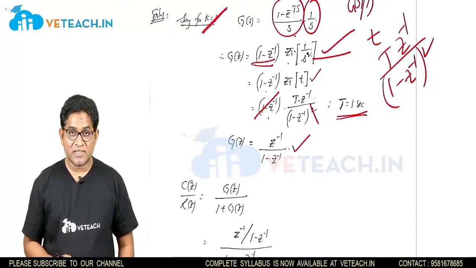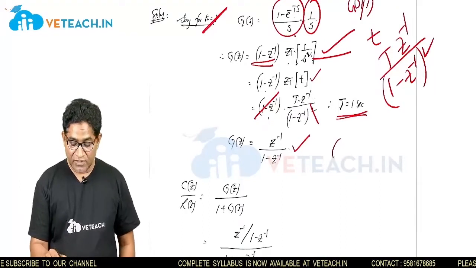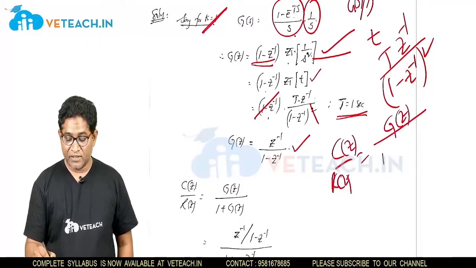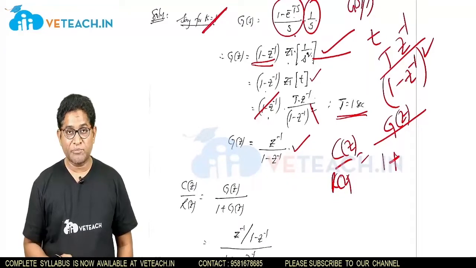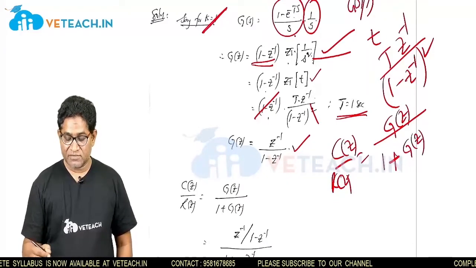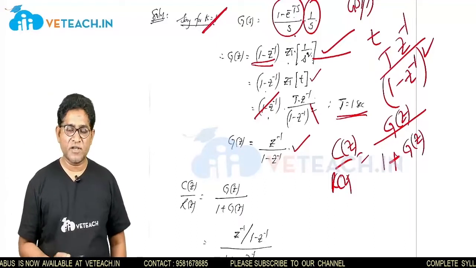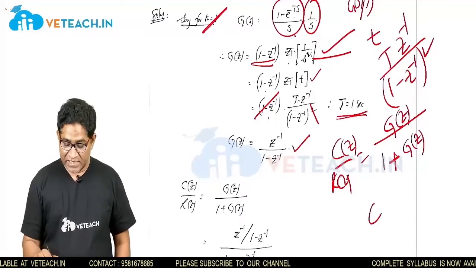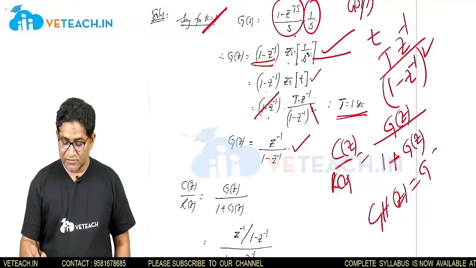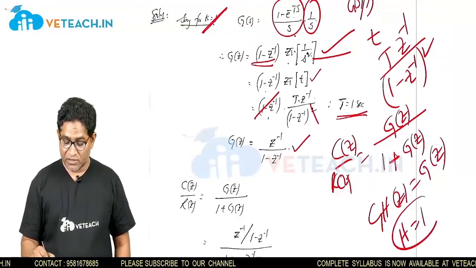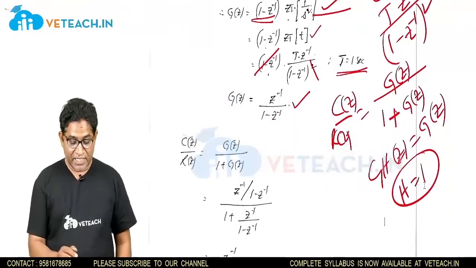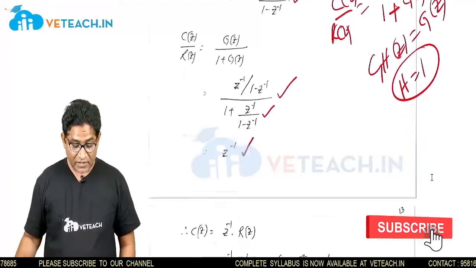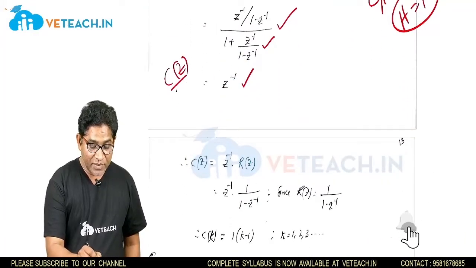In the problem it is given as unity feedback. So your transfer function will be C of z by R of z is equal to the forward path divided by 1 plus G H of z, since it is negative feedback. Since H is equal to 1, GH of z is the same as G of z, because H is equal to 1, unity feedback. So substituting here, z inverse by 1 minus z inverse by 1 plus G of z, you will get z inverse. Now this is C of z by R of z.